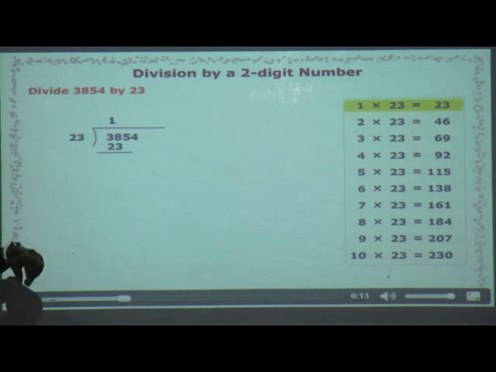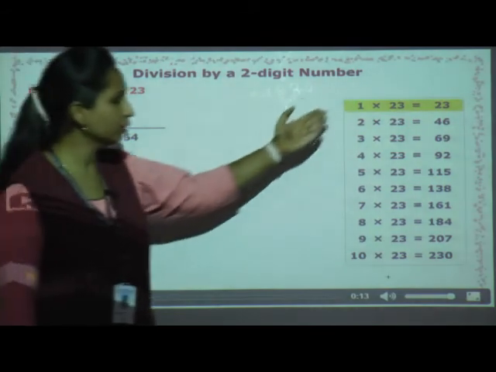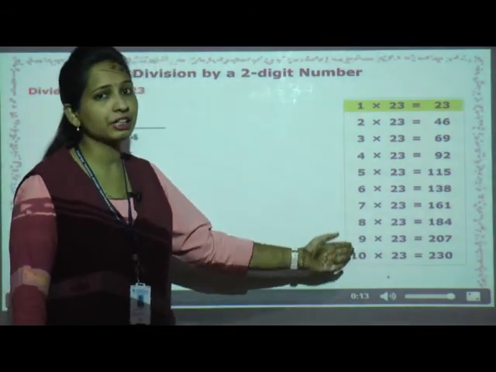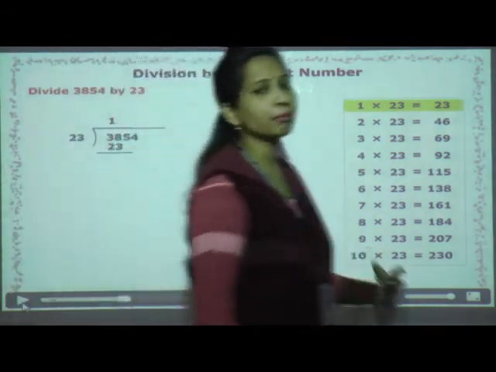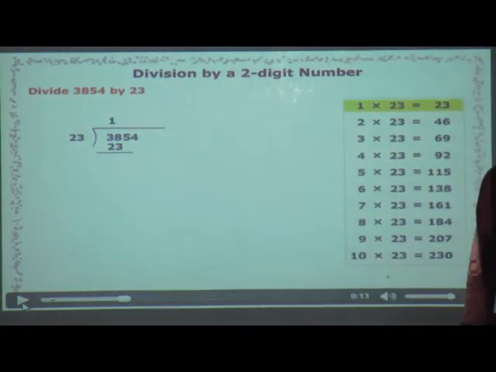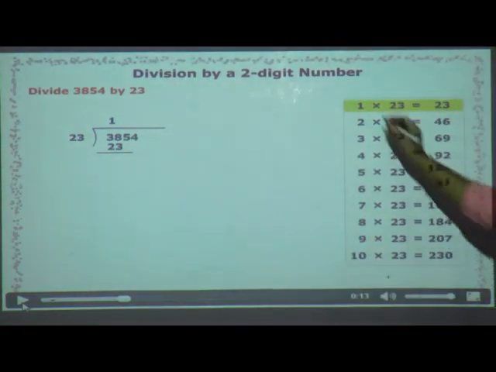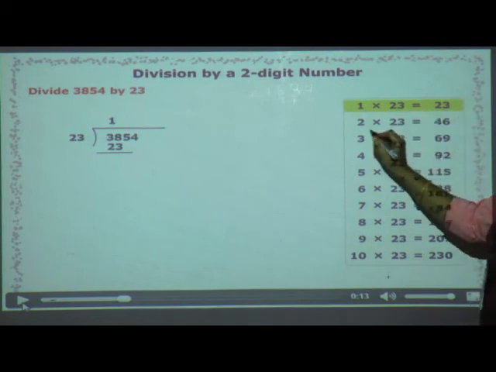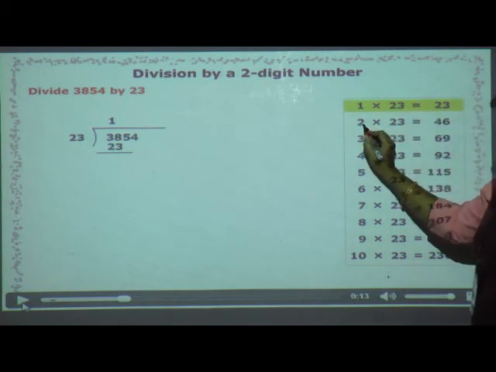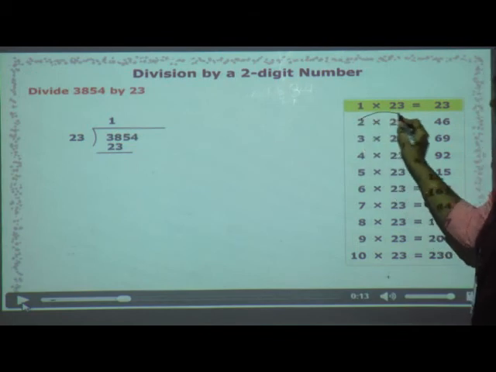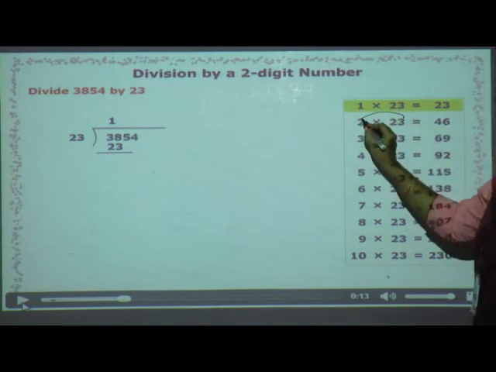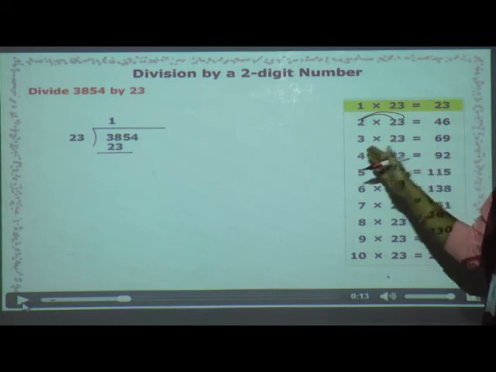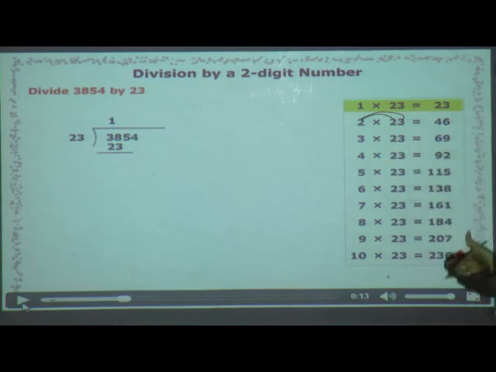Do you know? If yes, it is very good. Otherwise, what you have to do? You have to write roughly the 23 table. It's not only about 23, any table. What you have to do? 1 multiplied by 23, 23 ones are 23. 2 multiplied by 23, 2 3s are 6, then 2 2s are 4. In this way, with the multiplication you have to write the full 23 table.